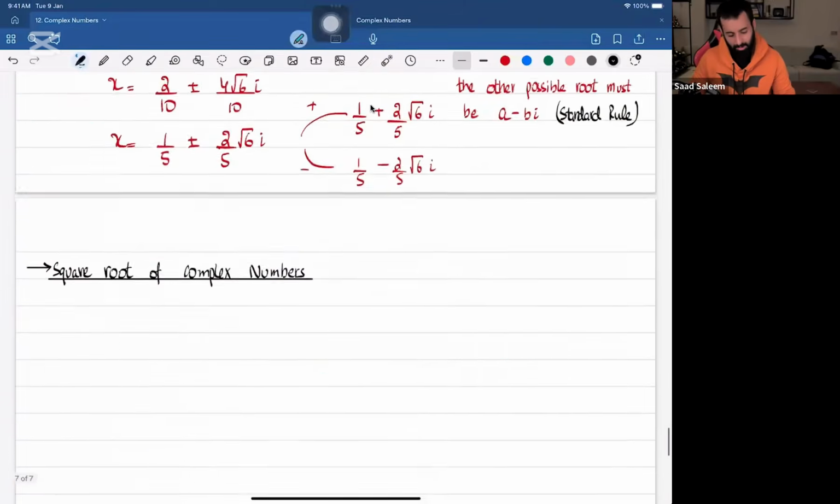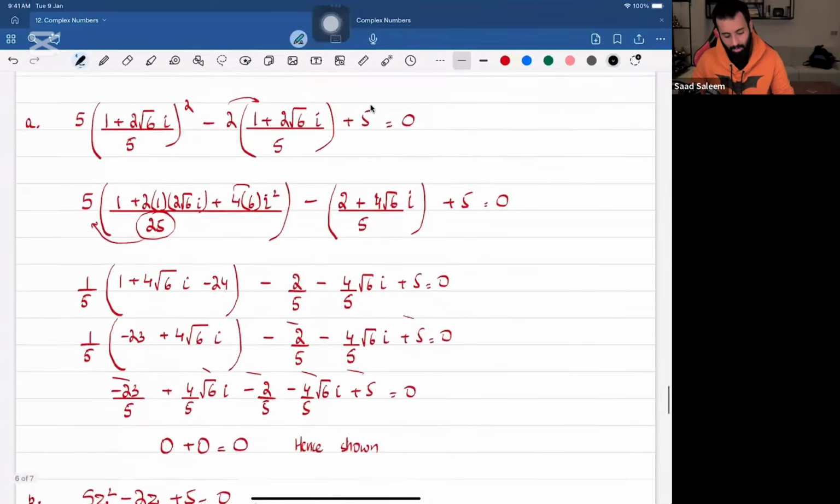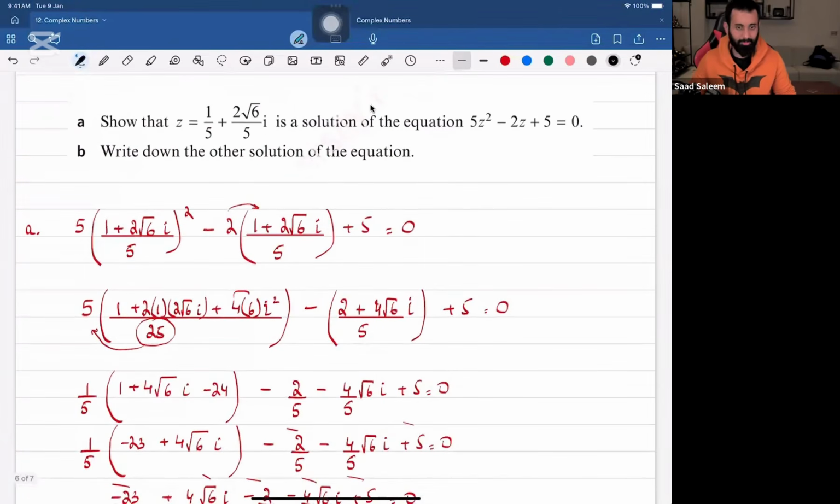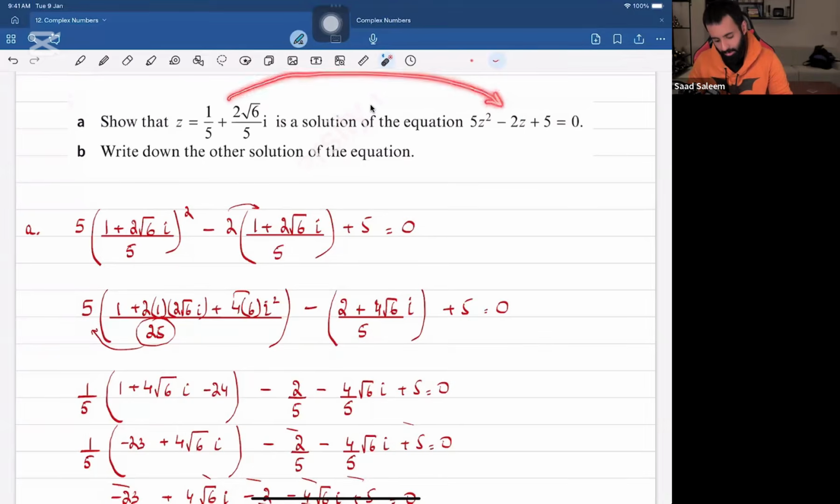Could we have done part A with factorization like part B? Now, whenever the question asks you to show, that's a good question. Whenever the question asks you to show, the way that you show it is by plugging it back into the equation. Every time the question asks you to show, you do it by plugging it back into the equation and showing that it simplifies to 0. Normally you don't really have to show that a certain complex number is a solution to a quadratic equation. Normally you will get cubic equations, and the only way to prove that is by plugging it back into the equation.